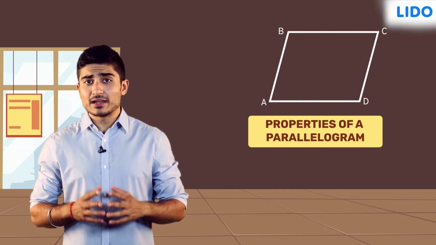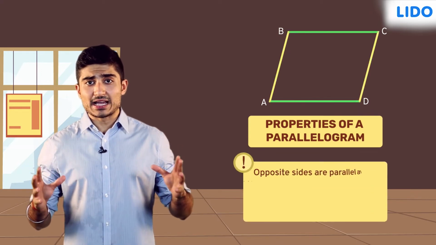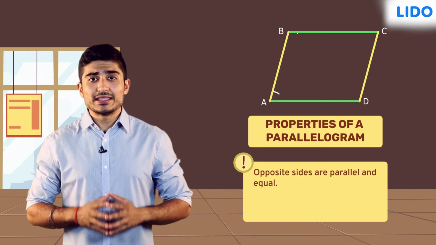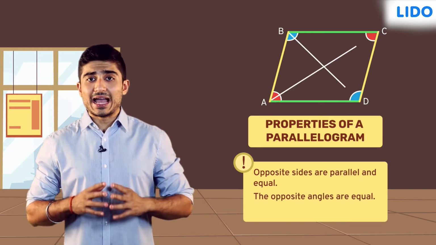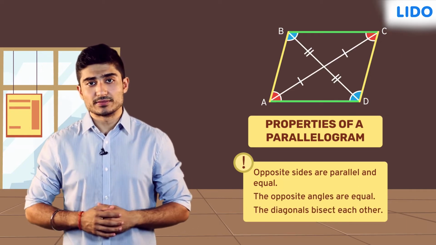Let us recall the properties of a parallelogram. In a parallelogram, opposite sides are parallel and equal. The opposite angles are equal and the diagonals bisect each other.